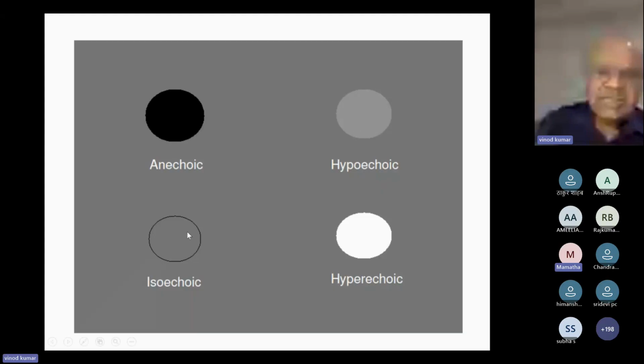Then third case is isoechoic, when the surface outside the tumor and surface inside the tumor have the same echogenicity or echo texture. So that means ultrasound echo from here or ultrasound echo from outside the tumor will be same. So in that case, we say it is isoechoic. Another category is hyper, when ultrasound echoes are not at all absorbed, but they are reflected back. So this is hyperechoic. So four types of conditions are there when we measure the magnitude of the echoes after they are reflected by the tumor.